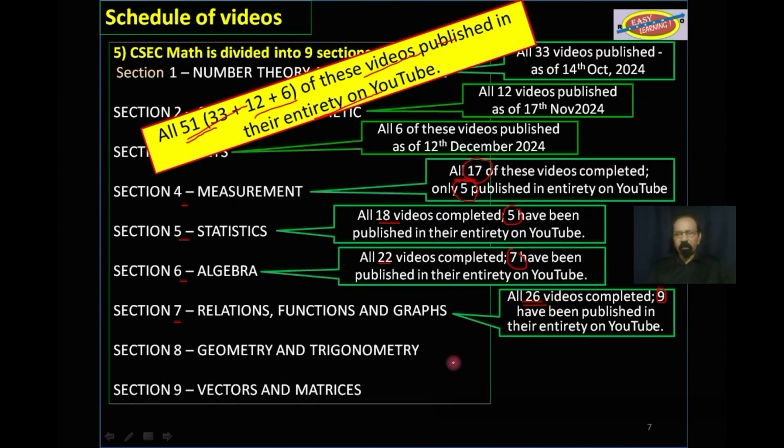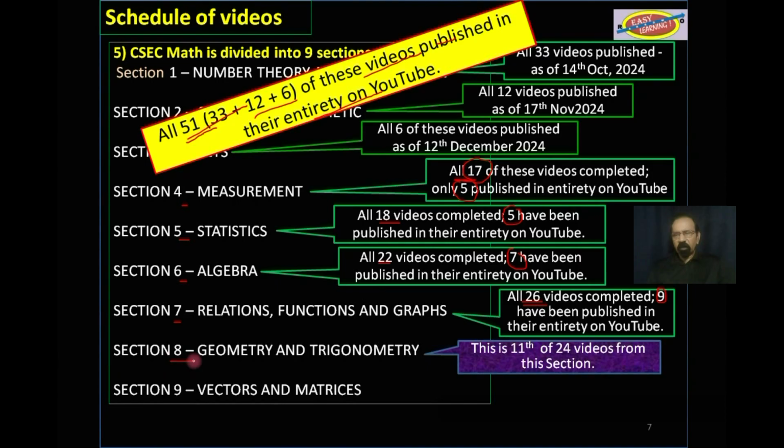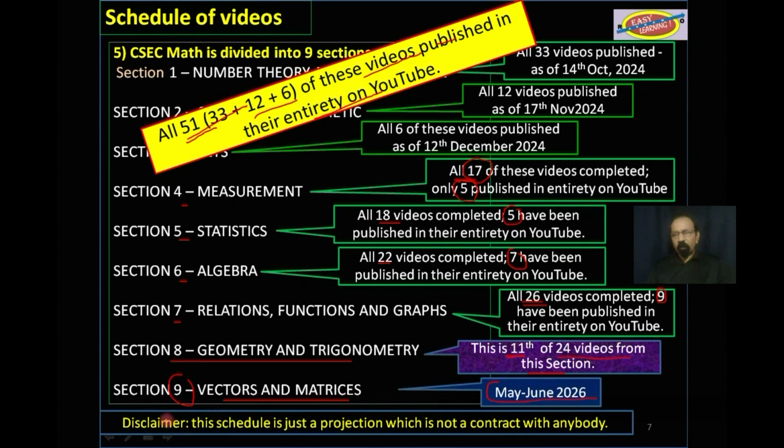We are now at Section 8, Geometry and Trigonometry. This is the 11th of 24 videos from this section. Of course, once we finish that, we will have to do Section 9, Vectors and Matrices. This schedule here, May, June, hopefully I will be able to keep that. Please note this disclaimer down here. This schedule is just a projection and it is not to be interpreted as a contract with anybody.